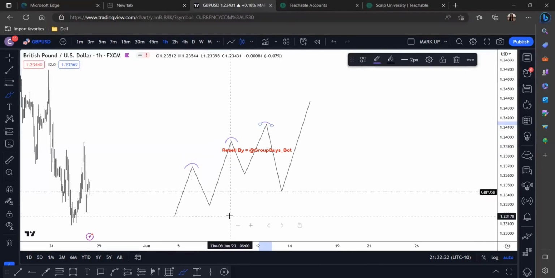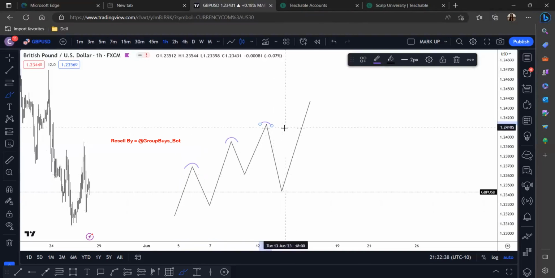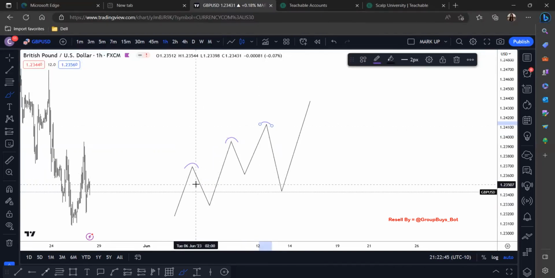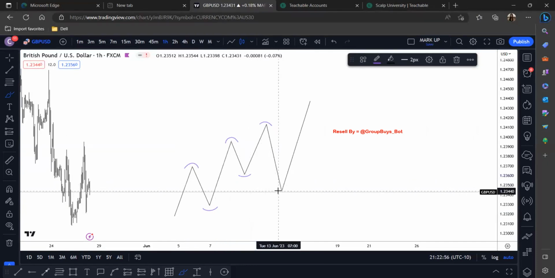Right here is where it gets kind of tricky, and like I said, we'll go more into depth. I don't want to throw too much at you right now, because we're just trying to understand how to read liquidity. Within this bullish trend, as price continues to break highs, what does price create every time we break a high? It creates a low. So we have this higher low here, this higher low here, and this higher low here.